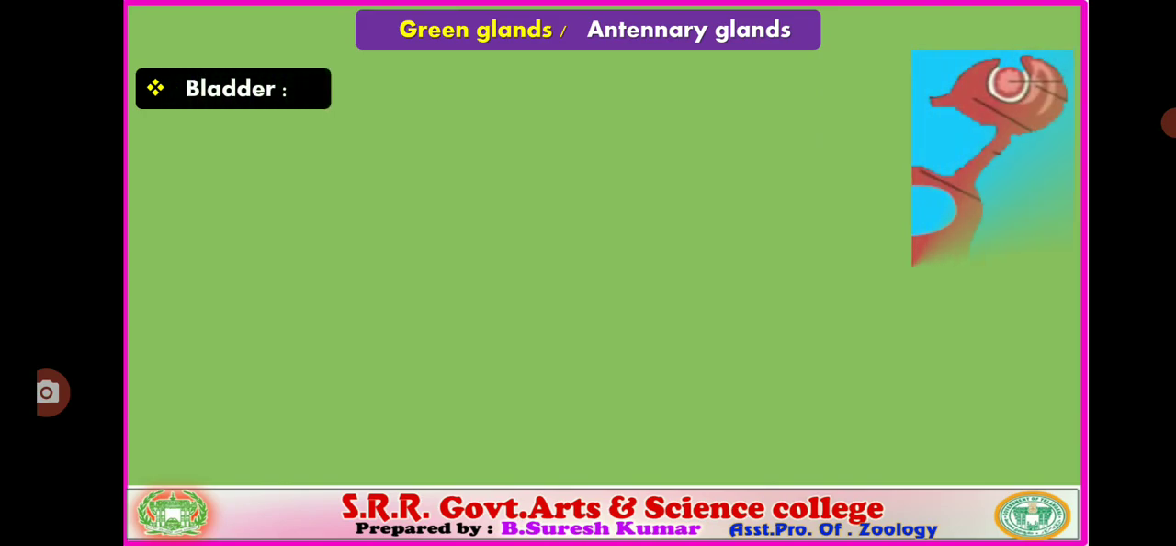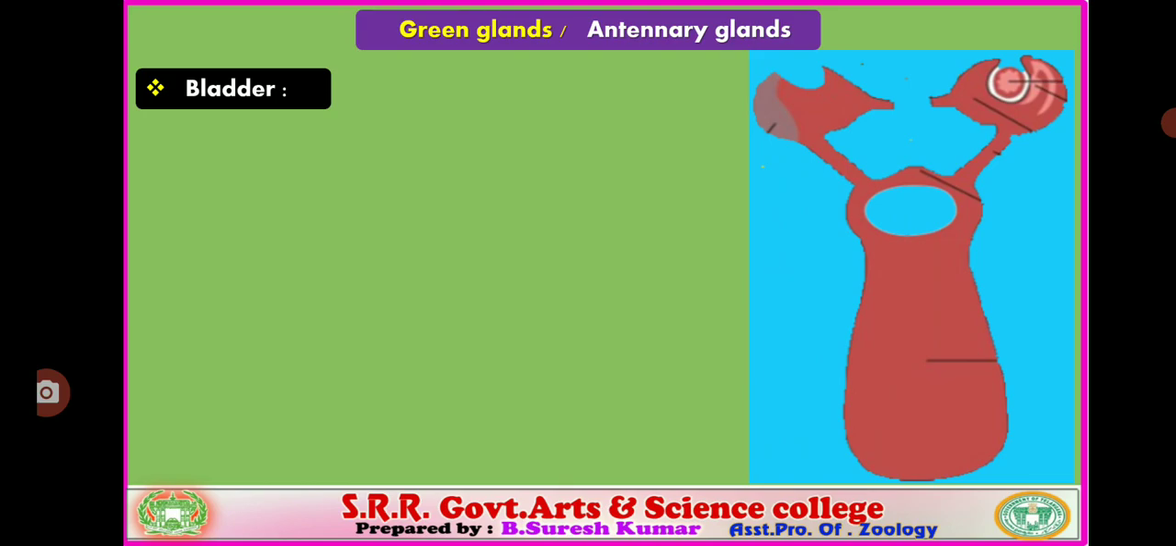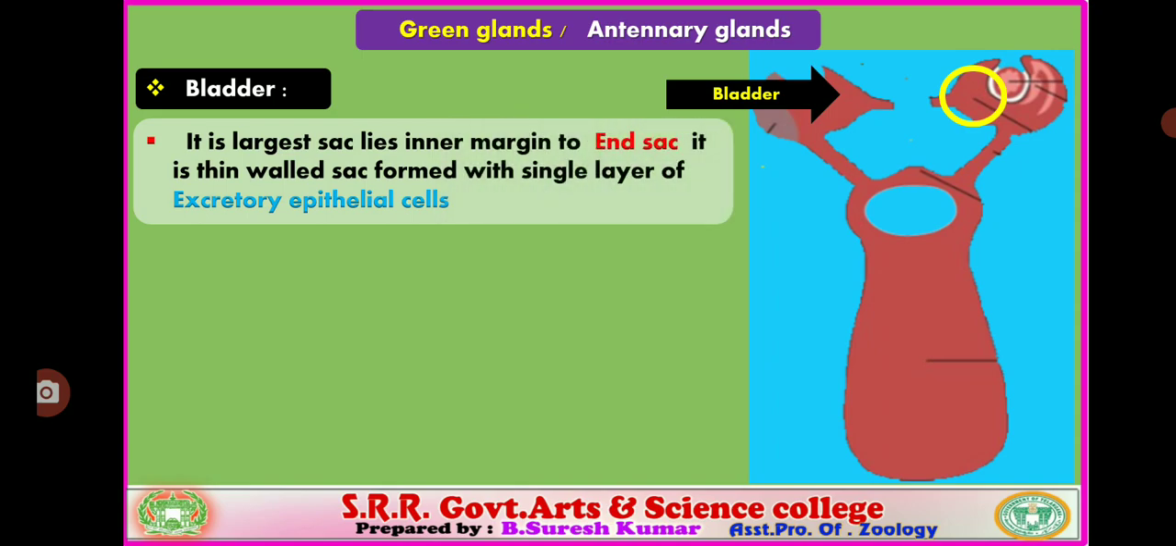Let us see the bladder, where it is located. You have to trace out the location of the bladder first. So this is the bladder shown in the circle, that is the bladder. Followed. So inside the end sac is present the bladder. It is a larger sac-like structure present at the inner margin of the end sac. It is a thin-walled sac-like structure that is formed with a single layer of excretory epithelial cells.